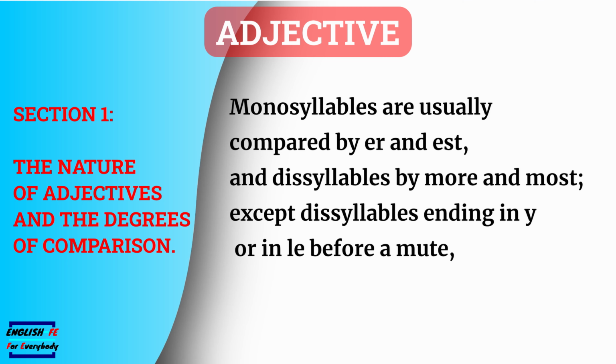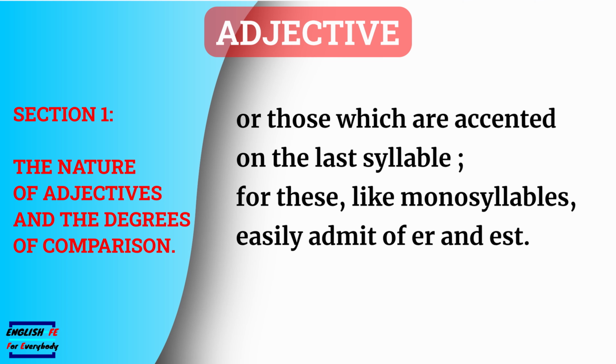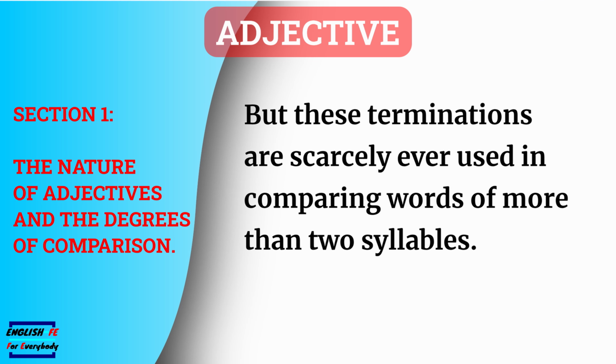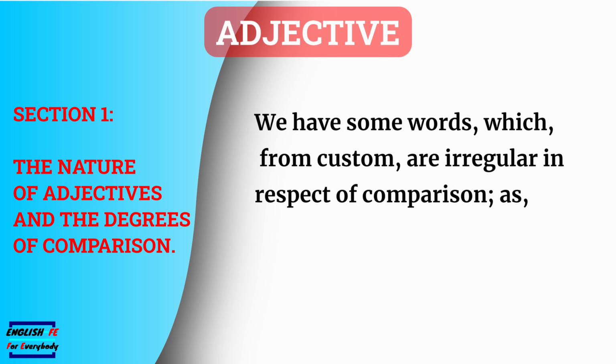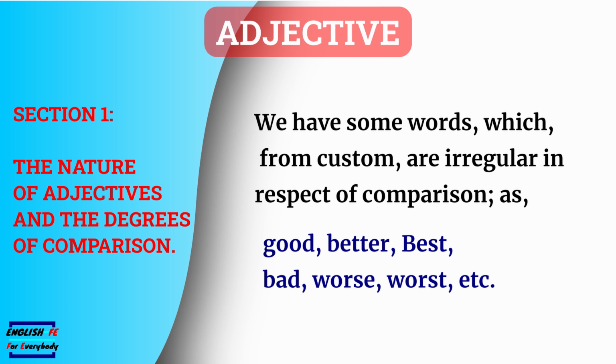Monosyllables are usually compared by er and est, and dissyllables by more and most, except dissyllables ending in y or in le before a mute, or those which are accented on the last syllable, for these, like monosyllables, easily admit of er and est. But these terminations are scarcely ever used in comparing words of more than two syllables. We have some words which, from custom, are irregular in respect of comparison, as good, better, best, bad, worse, worst, etc.